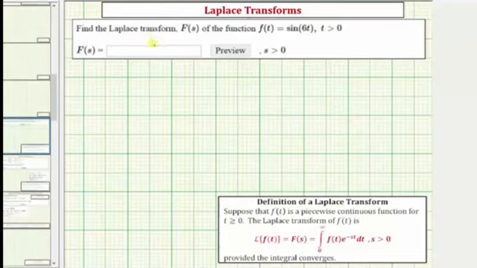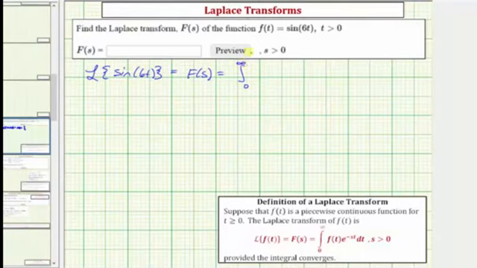We're asked to find the Laplace transform, which is big F of s, of the function f of t equals sine 6t. So applying the definition of a Laplace transform below, we have the Laplace transform of sine 6t equals big F of s, which equals the integral from 0 to infinity of f of t, which is sine 6t, times e raised to the power of negative st dt.